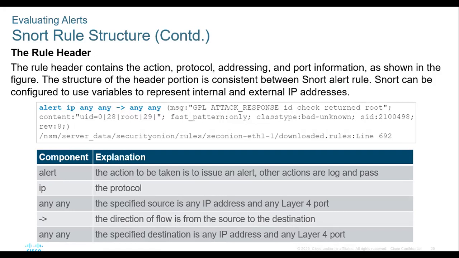Then the hyphen and the greater sign means the direction of flow is from the source to the destination. Then the specified destination is any IP address and any layer 4 port. So you can see the 5-tuple has been captured here. You're able to get the source IP address, the source layer 4 port, the destination IP address, the destination layer 4 port, and finally the protocol. These are key things that you always find in this Snort rule structure.